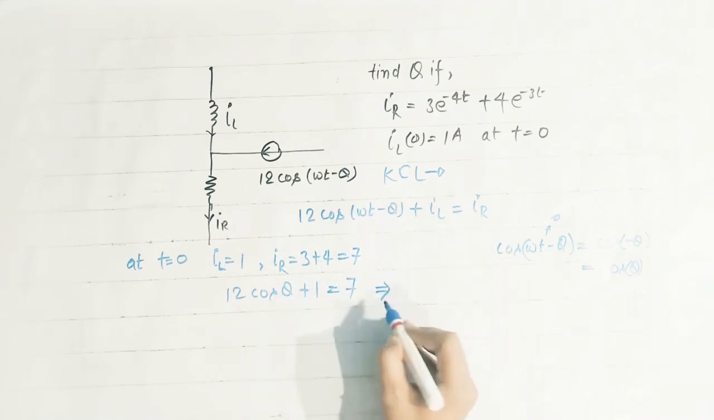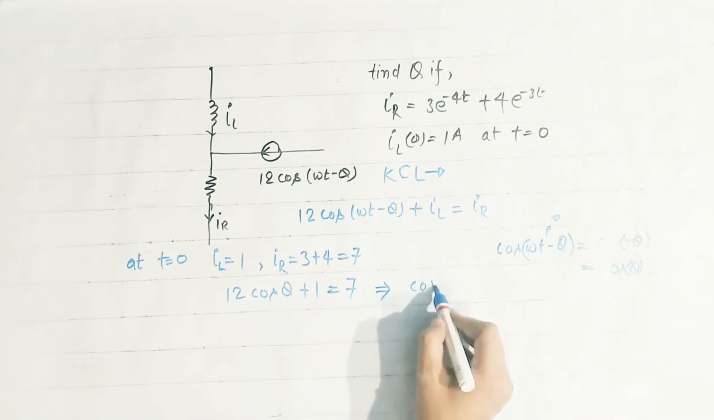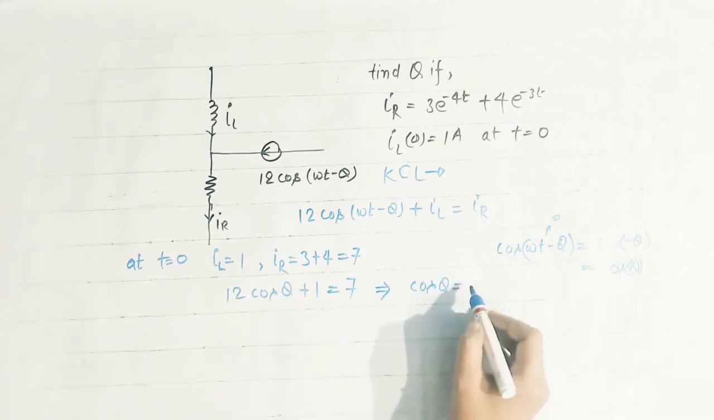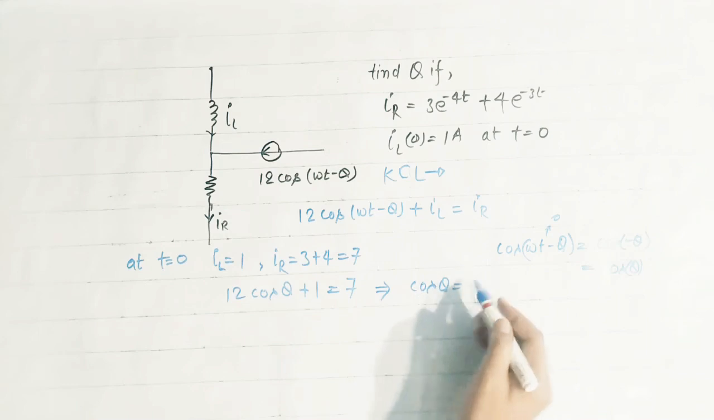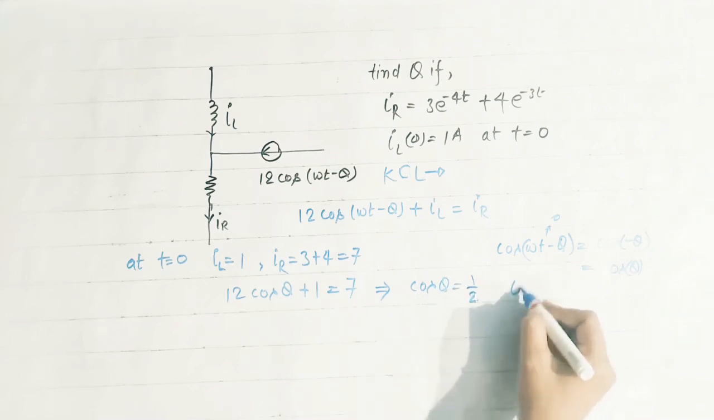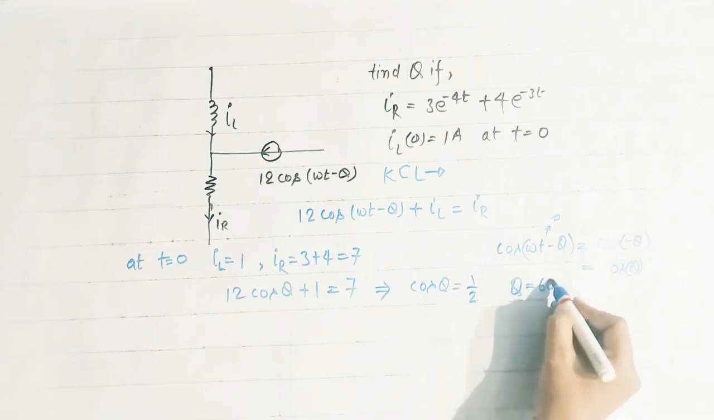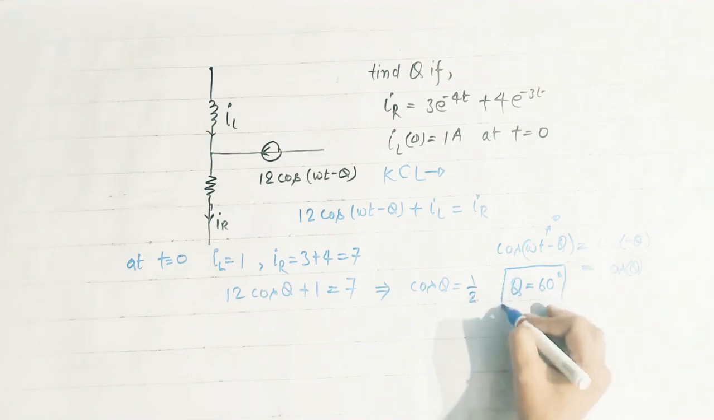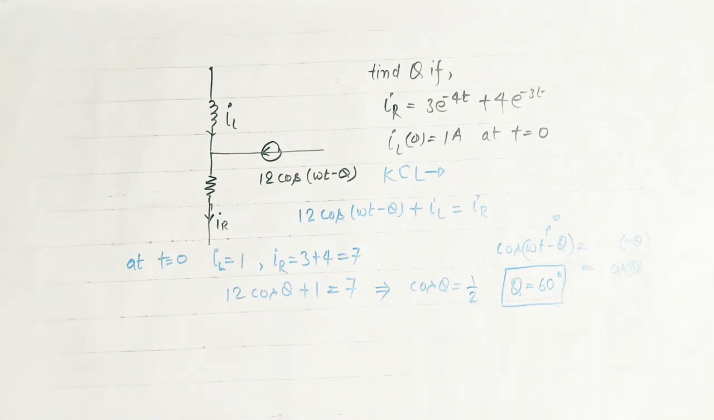So here we get cos theta is equals to 1 by 2. It means theta is equals to 60 degree. So this is the solution of this question.